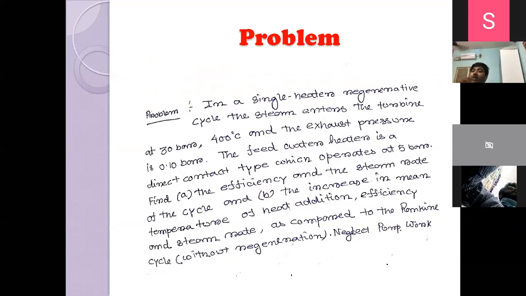Okay. Next, what we have to do? Next, we have to make a comparison between the cycle with regeneration and the cycle without regeneration. I think it will be helpful for better understanding of this regeneration.